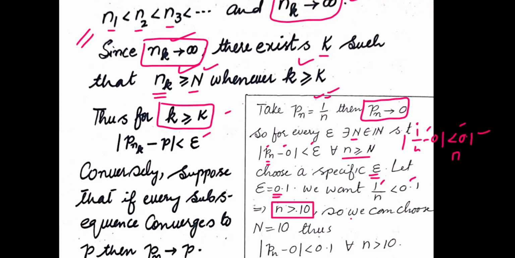So we can choose capital N equal to 10. That will work here. So this implies when you take your n greater than or equal to N and your N is 10 here, then this inequality is always less than 0.1. So thus Pn minus 0 is always less than 0.1 when your n is greater than 10.